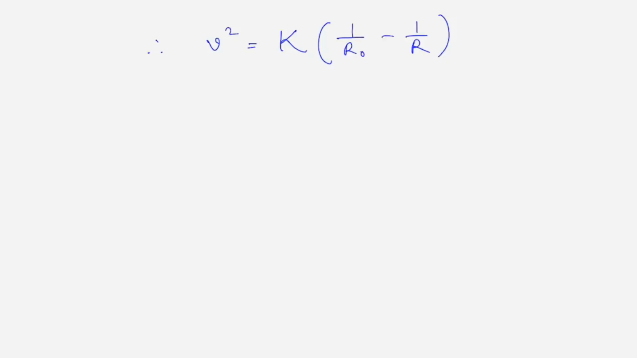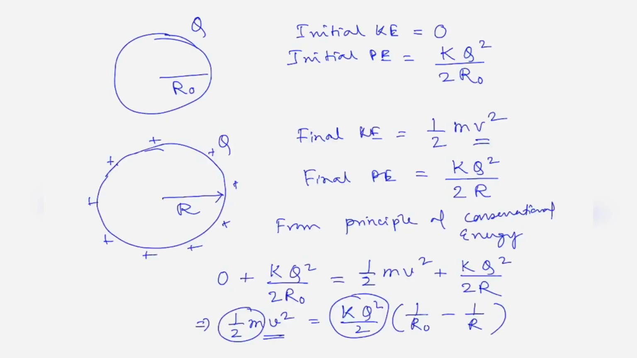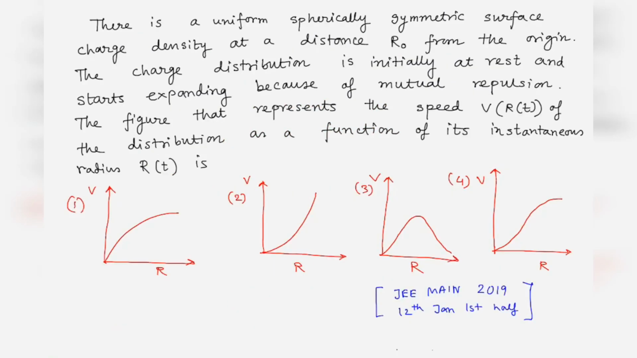Now we want to find the nature of the plot. See, this is not a very simple plot. Here R is plotted along the x-axis and V is plotted along the y-axis. I will analyze this equation in a different way. Suppose when R equals 0, put R equals 0 here, then what will happen? And look at the options.